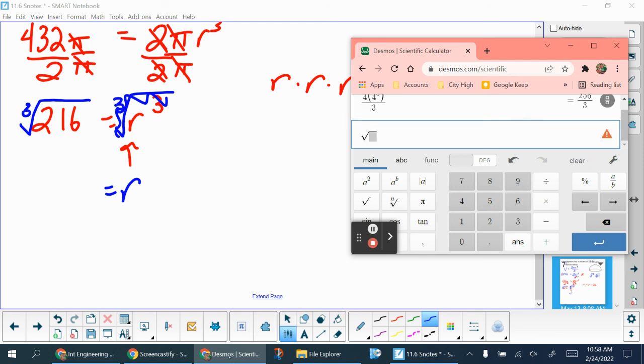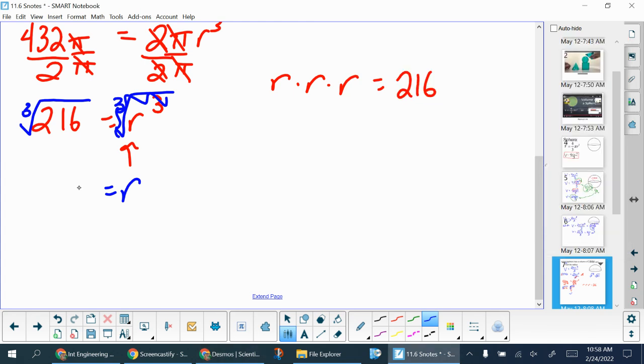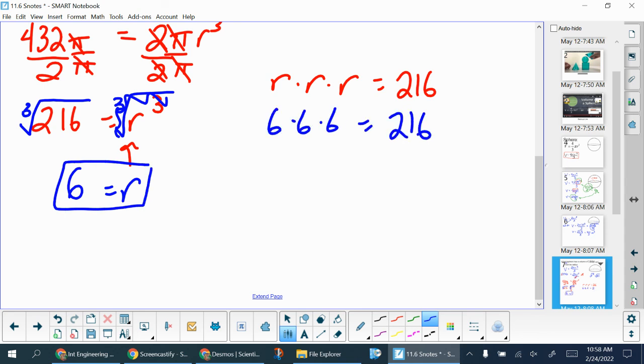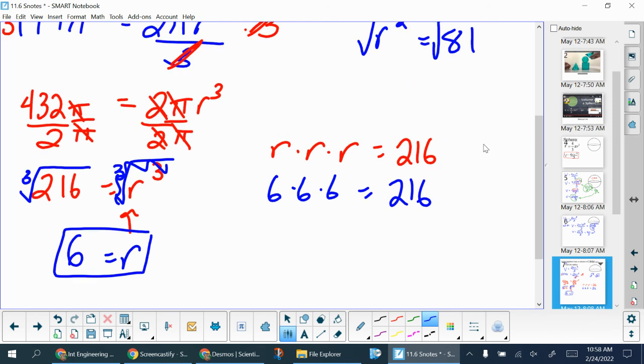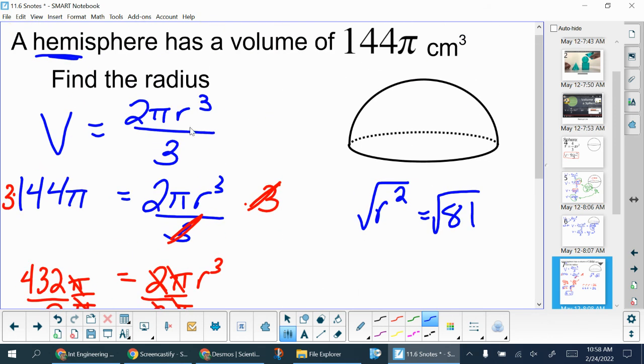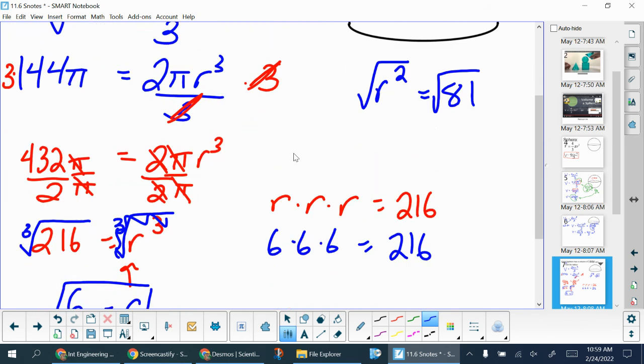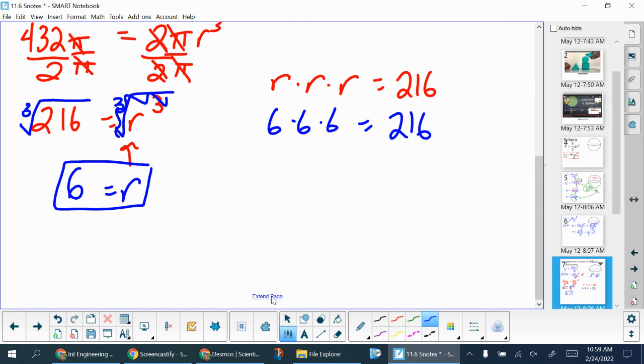It's going to ask you to type in which root you want. So we want the 3rd root. And then we'll go down here and we'll do the 3rd root of 216. And it tells us, well, that is 6. So our radius is 6. And the reason that works is because 6 times 6 times 6 is 216. And if you really wanted to, you could, of course, go back and plug 6 into our formula here and check that it worked. I'm actually going to do that because that's going to show a good example of simplifying here.